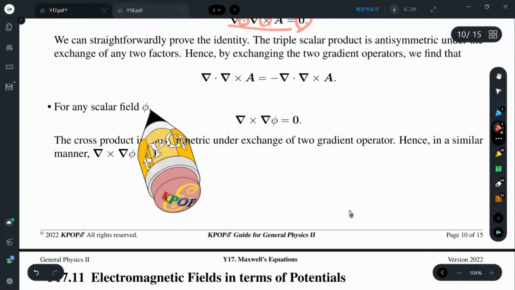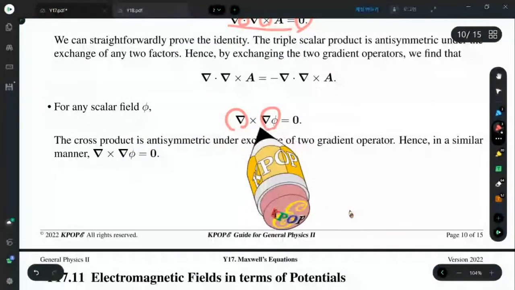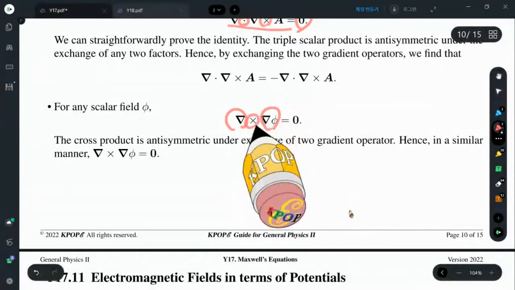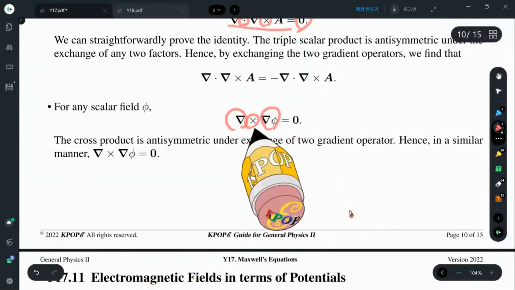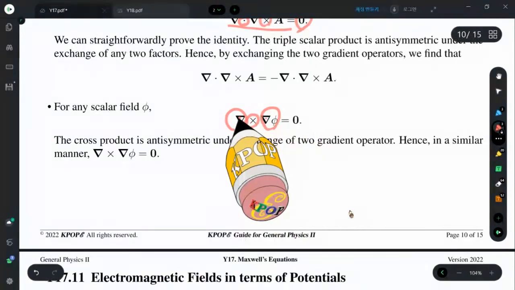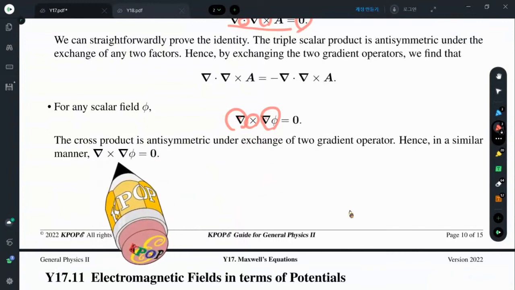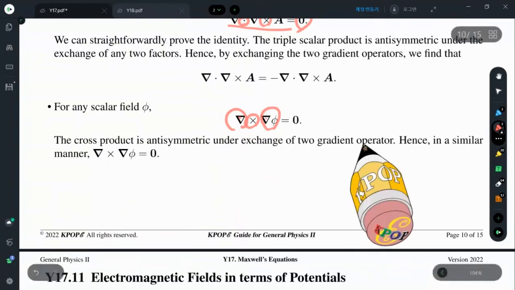For any scalar field, the curl of the gradient is also vanishing because this cross product is anti-commutative, but these two operators are identical to each other, so curl of the gradient is always 0.